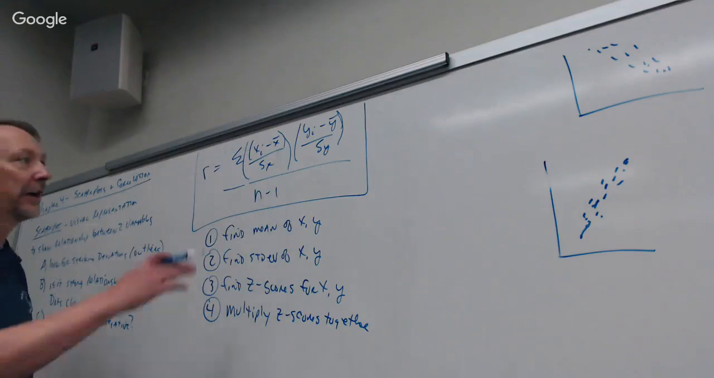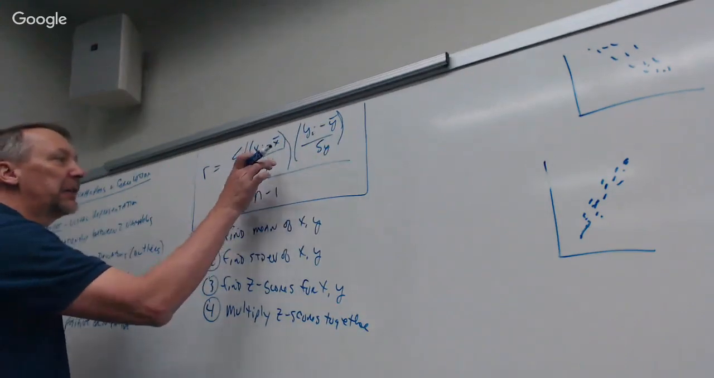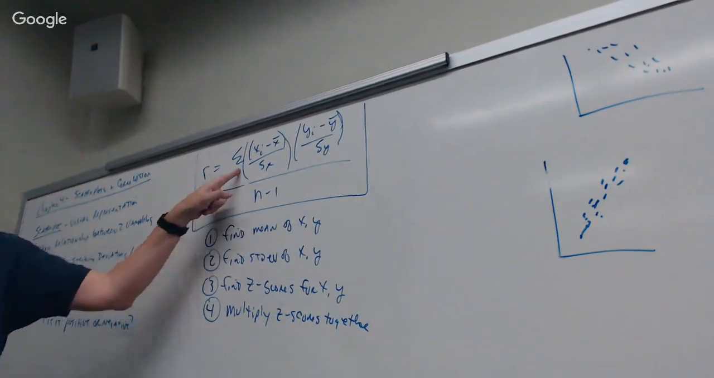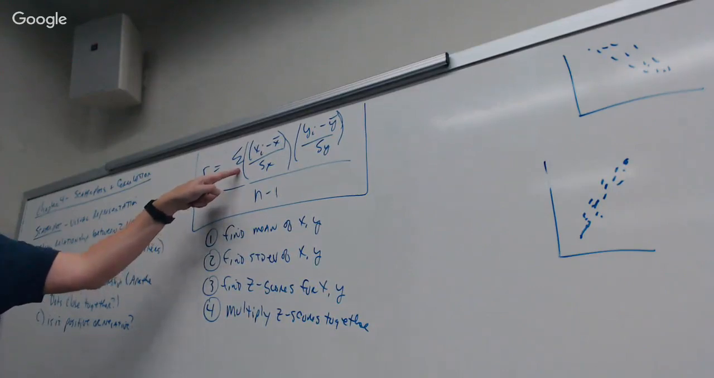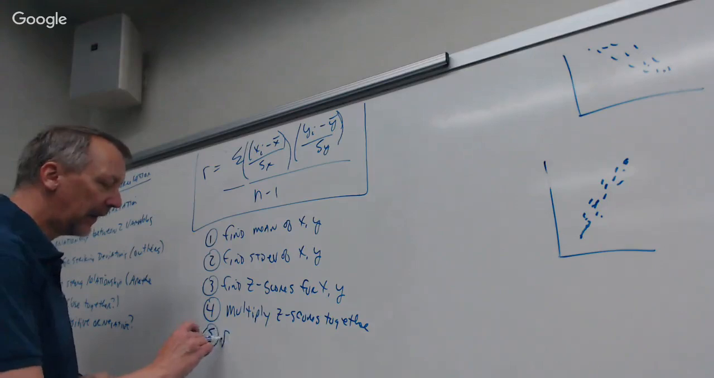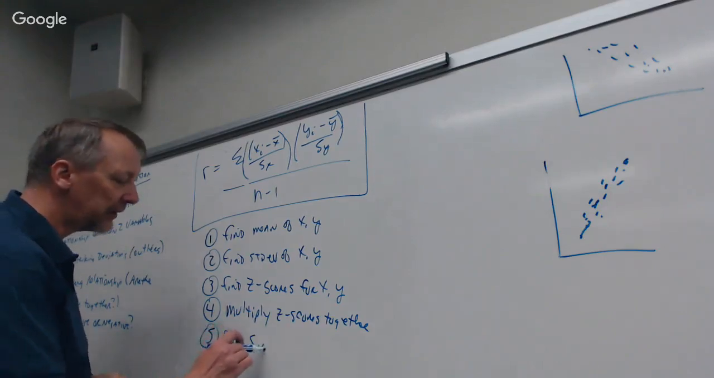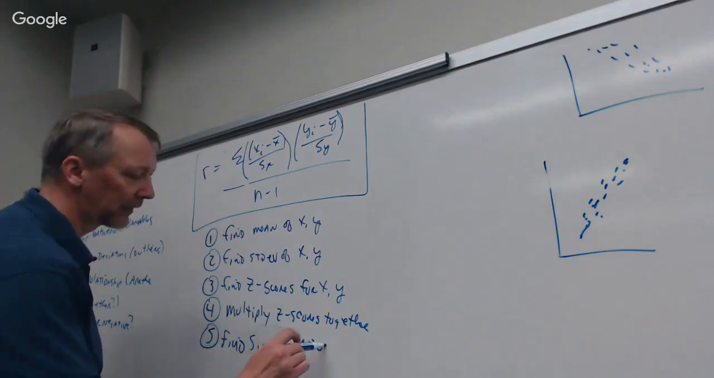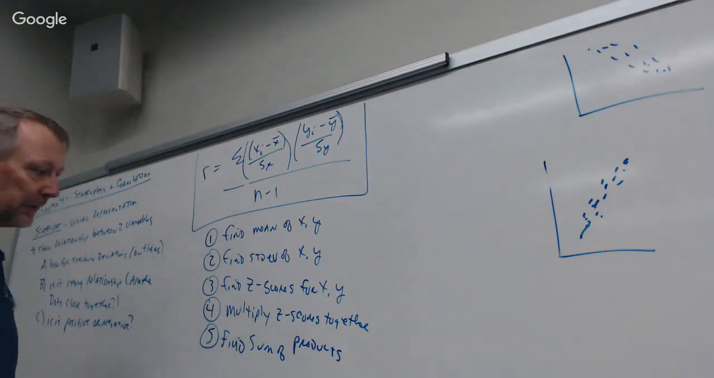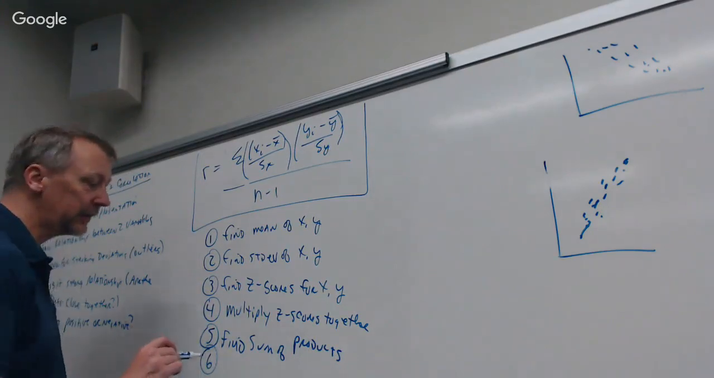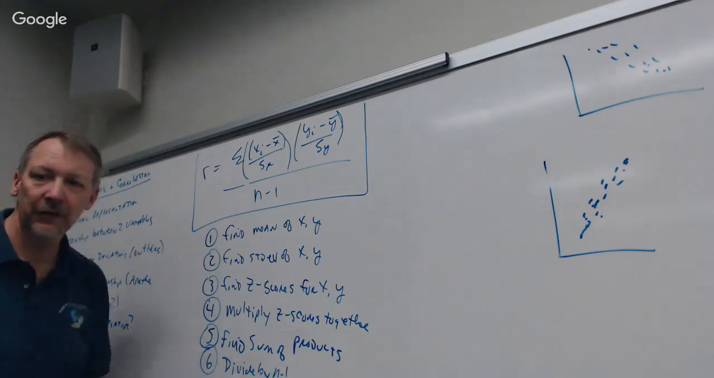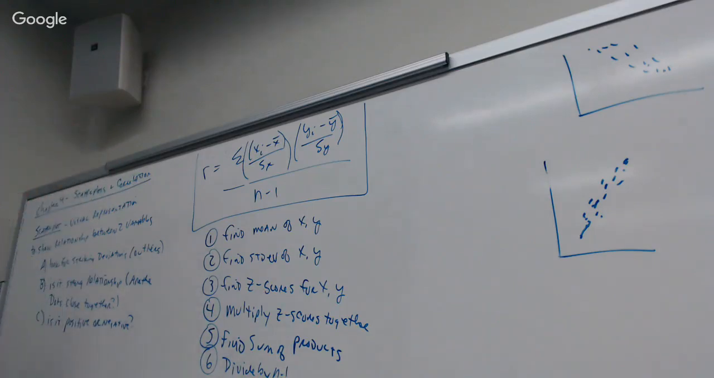Okay? All right, so I found my means, I found my standard deviations, I find my z-score for the x, I find my z-score for the y, I multiply them together. Add them up, sum. Find the sum of the z products. And then step number 6, which barely fits on there, is divide by n minus 1. Okay?